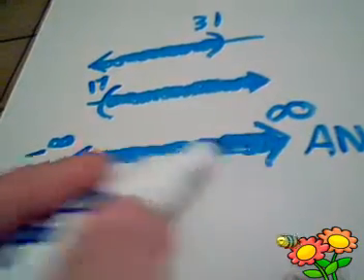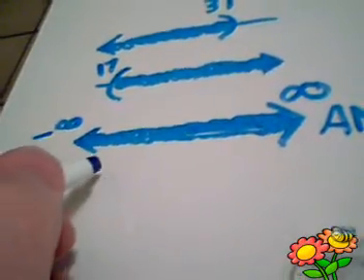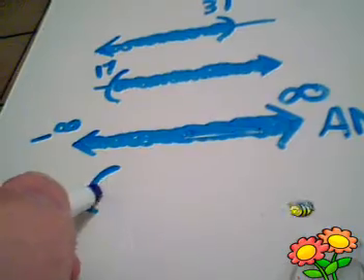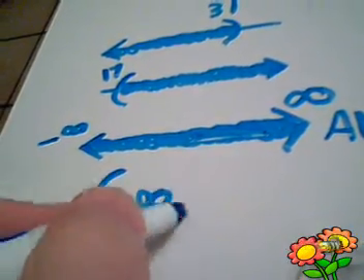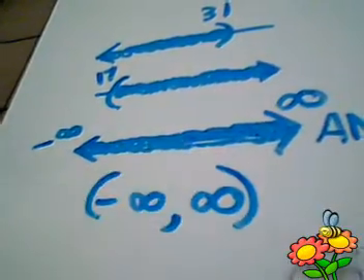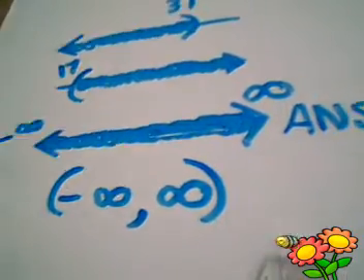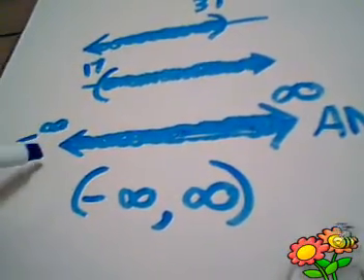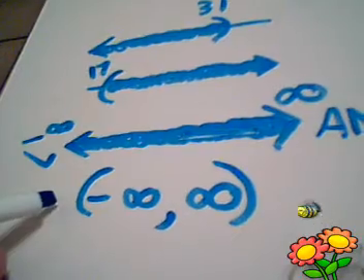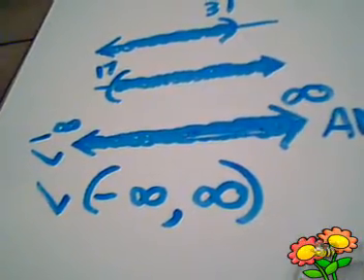So to write the set of all real numbers using interval notation, we're going to put paren, negative infinity, comma, positive infinity, paren. So graphically, this is our final answer. In interval notation, this is our final answer.